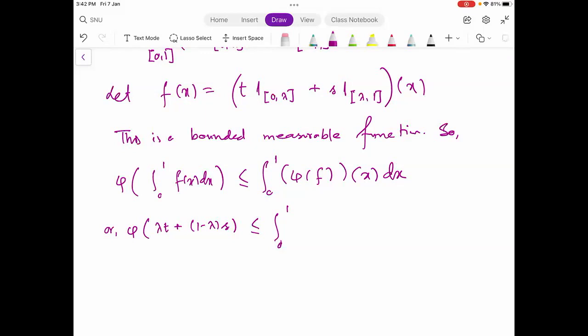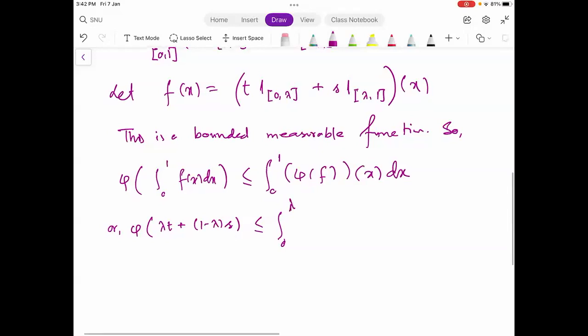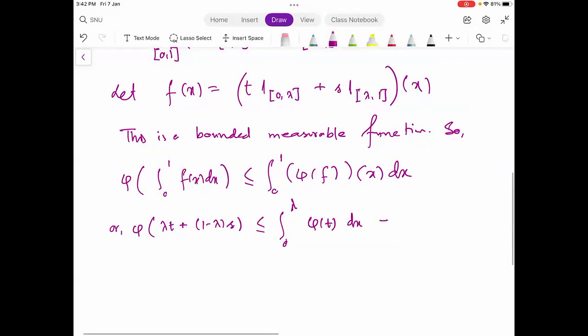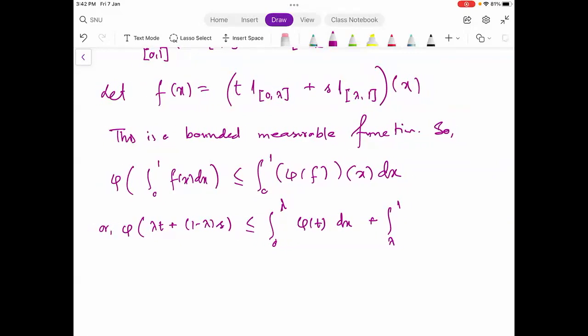Agreed? So when I write, I can write 0 to lambda, it becomes phi t dx. There is no dependence on x. In the lambda to 1 portion, I've just written the integral 0 to 1 as 0 to lambda and lambda to 1. And maybe the intervals having an intersection doesn't matter, because my measure is such that on the singleton lambda it's 0. So perhaps it doesn't matter. But if it matters, do make the necessary correction.